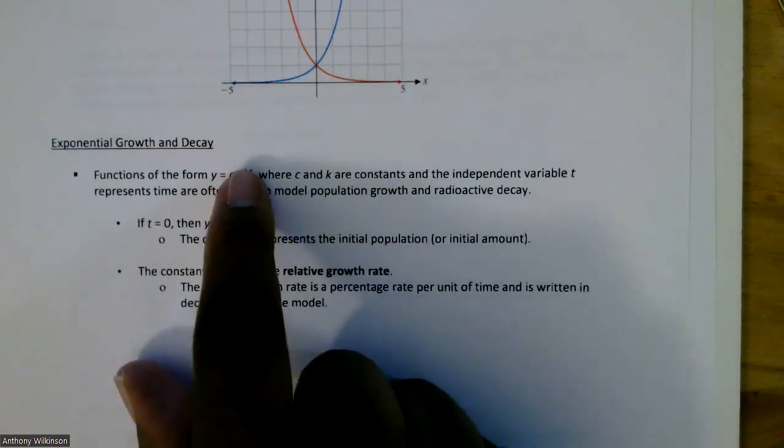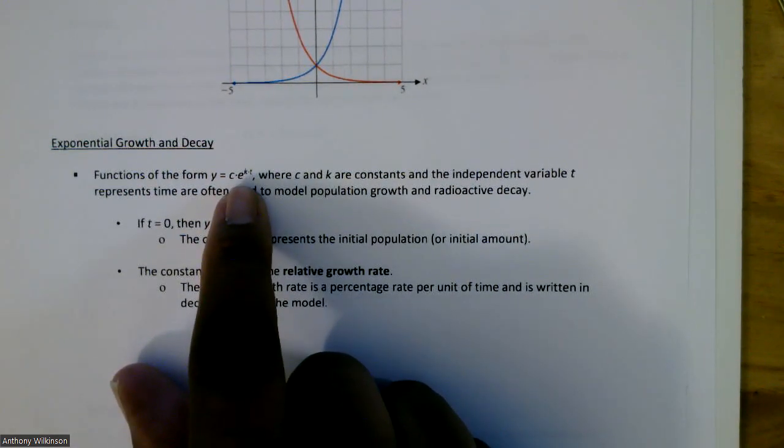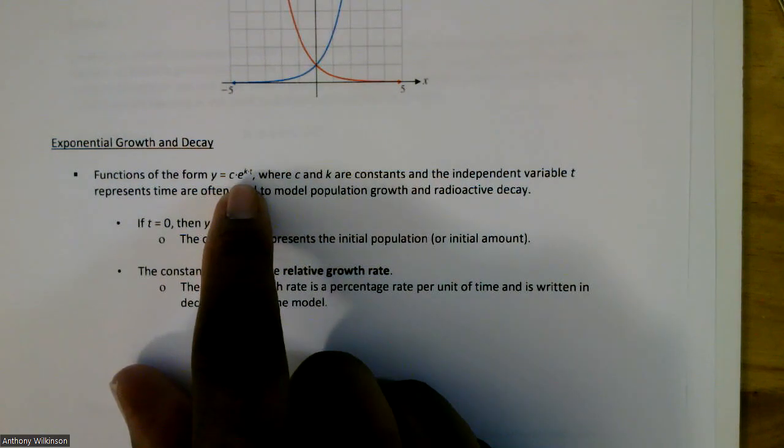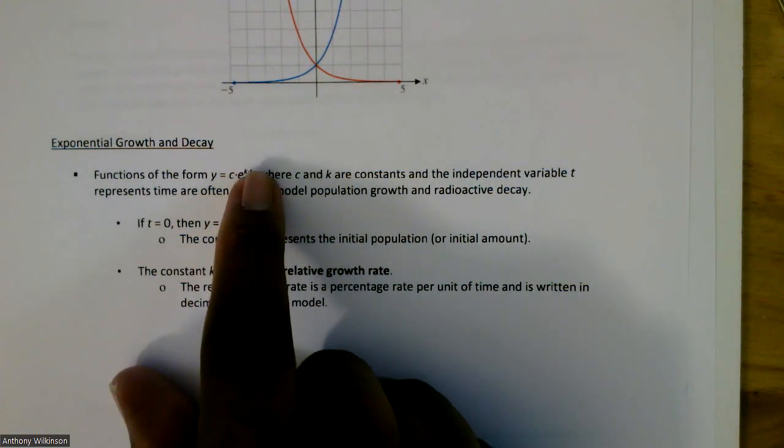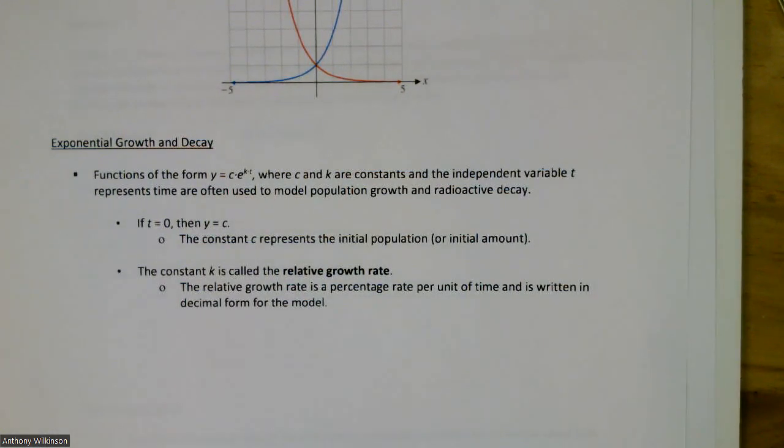And that is because if you replace the t with 0, you're going to have 0 times whatever k is, which will be 0. E to the 0 will be 1, and 1 times c will be c. So if t is 0, you'll get y is equal to c. The constant c represents the initial population or initial amount. The constant k is called the relative growth rate.